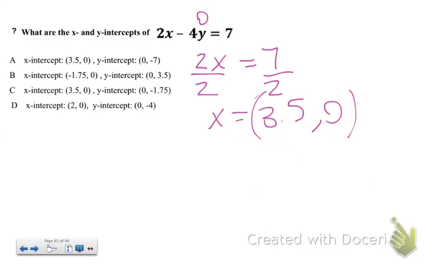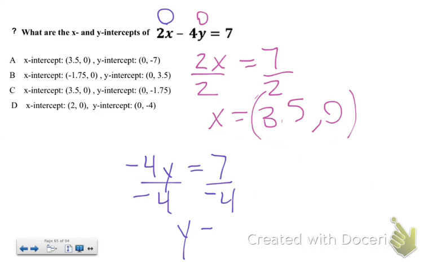Okay, and then the y-intercept, we make x 0, and we get -4y equals 7. Again, solve for y. So the y-intercept is -1.75. Okay, so that would be C. X-intercept of 3.5, y-intercept of -1.75. You could also check this by putting it into slope-intercept form, graphing it in your calculator, and then you should eyeball, is it actually going through the x and y axis at those numbers?